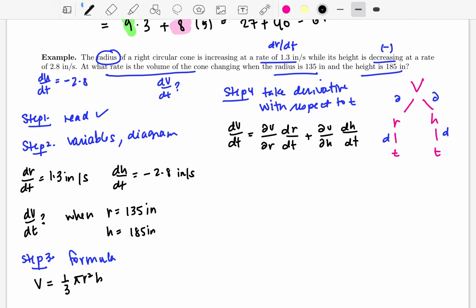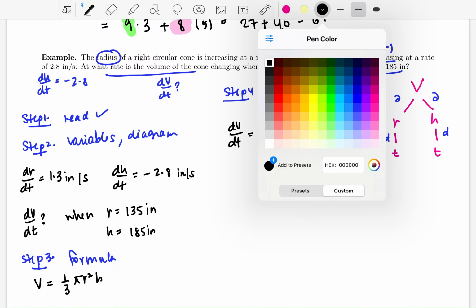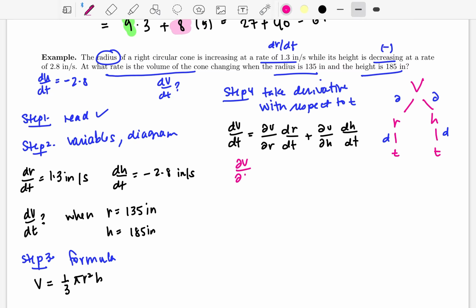Well, dV/dr, I have to take the partial. I need the partial of V with respect to r. So this is V. If I take the derivative with respect to r, h is constant. So I get that this is 2/3 pi r h. And then I take the derivative of V with respect to h now. Now r is treated as a constant. So I get 1/3 pi r squared. So 1/3 pi r squared, and the rest we know from the little story here, okay?